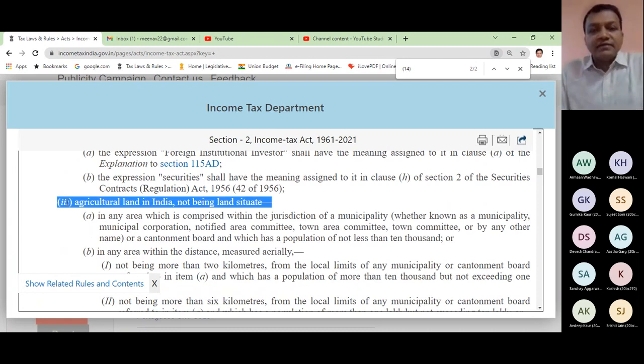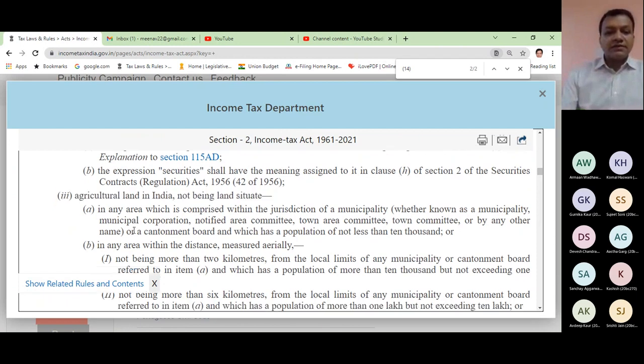agricultural land in India is not a capital asset. All agricultural lands in India are not capital assets, but some agricultural land in India are capital assets, very few. Just like personal movable items, all personal movable items are not capital assets except jewelry. Same here, all agricultural lands in India are not capital assets except those which I will explain. What I will explain is this part.